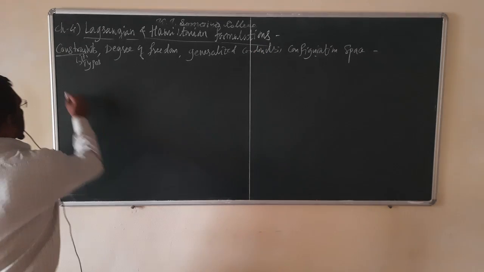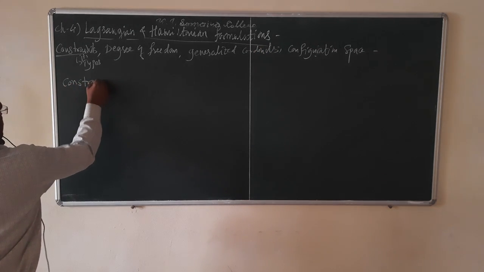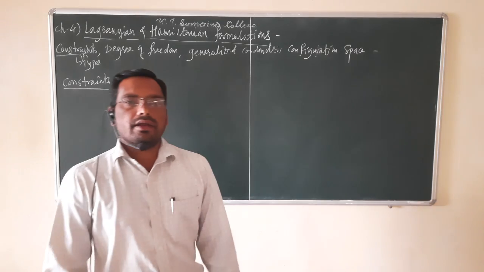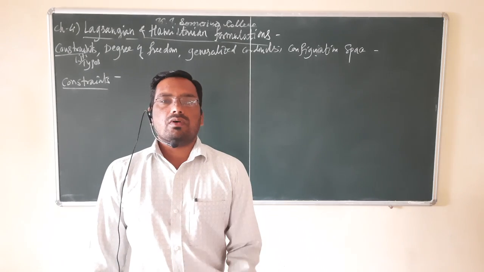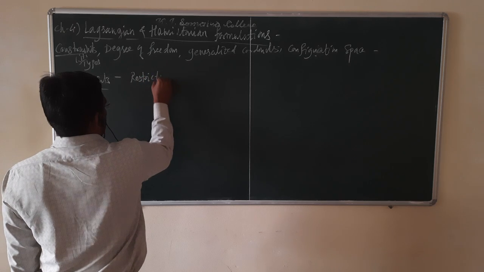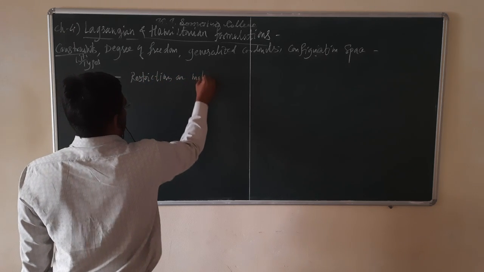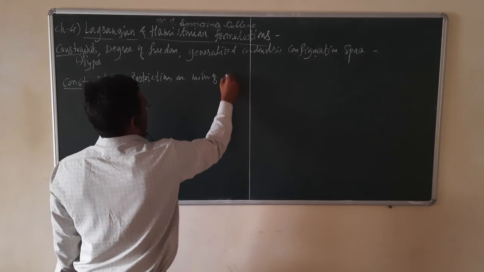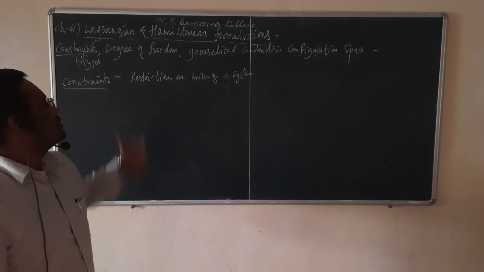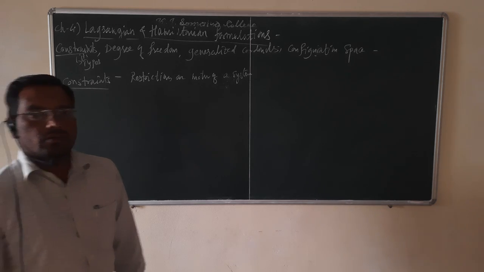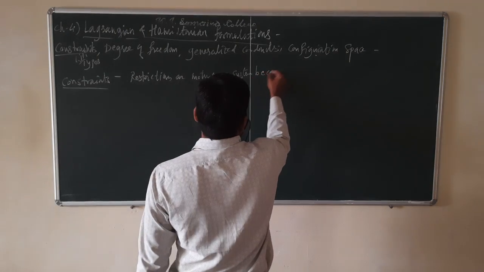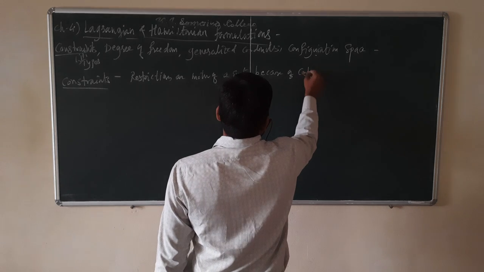First of all, we start with constraints. What is meant by constraints? Constraints are restrictions on the motion of a system. Often, these restrictions occur because of constraint forces.